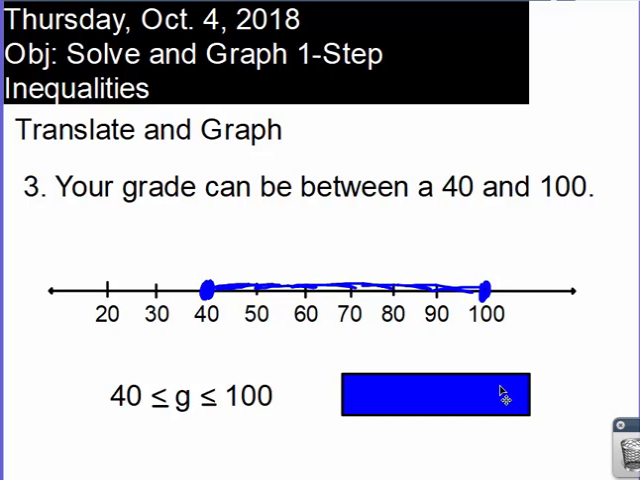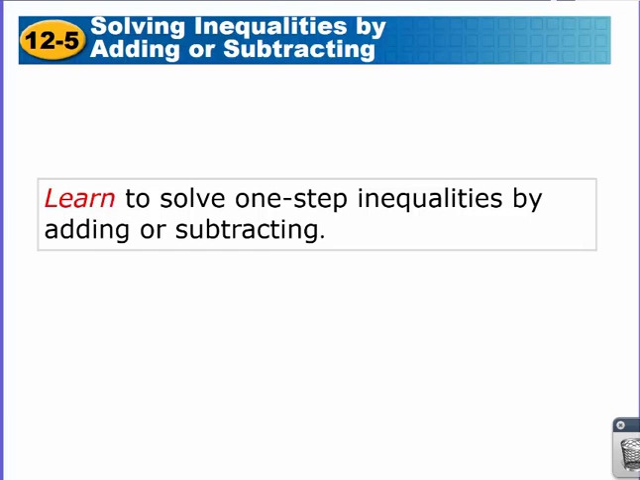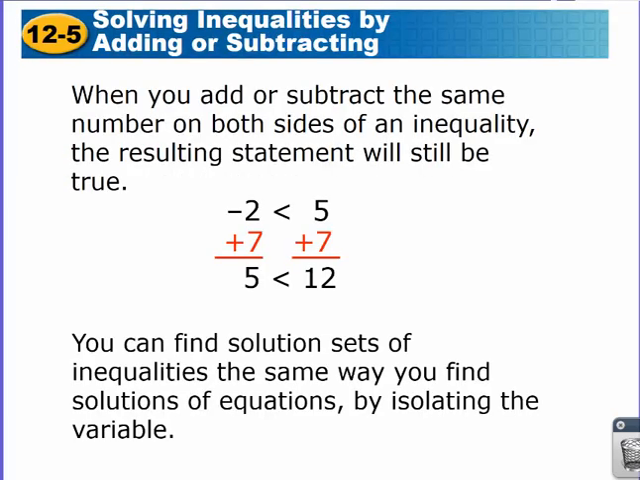Now today what we're going to look at is how to solve one-step inequalities with add, subtract, and in the second half of the lesson, multiply, divide. So let's take a look. It says when you add or subtract the same number on both sides of an inequality, the resulting statement will be true. Take, for example, negative 2 is less than 5. Yes, that is a true statement. If I were to add 7 to both sides, I would end up with the statement of 5 is less than 12. That statement is also true.